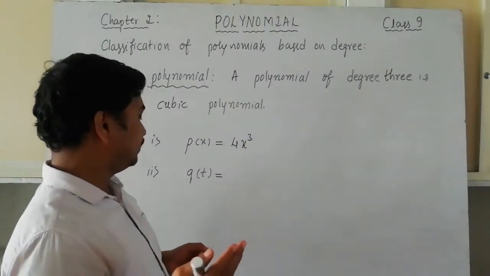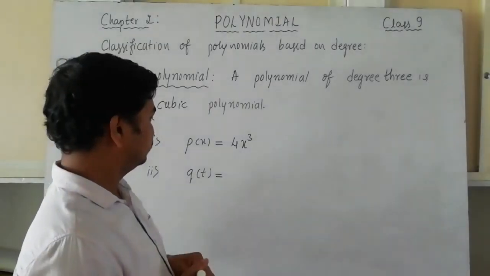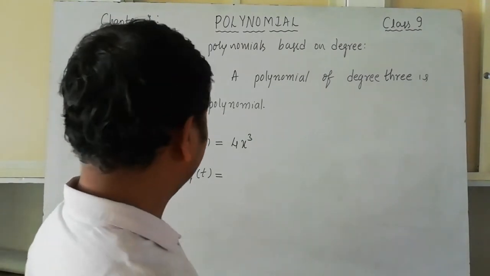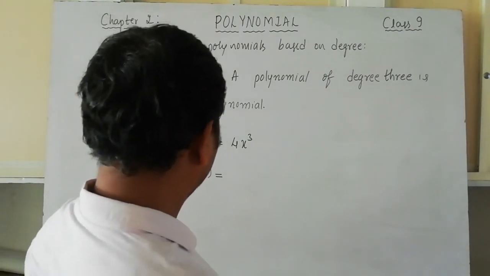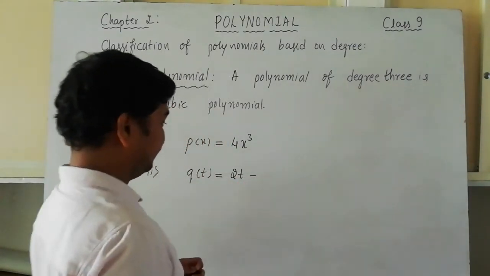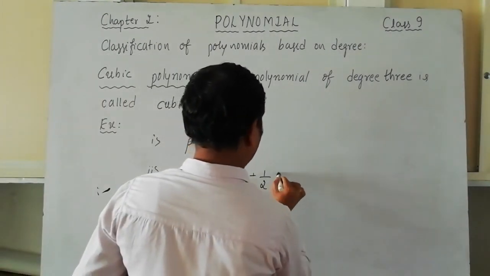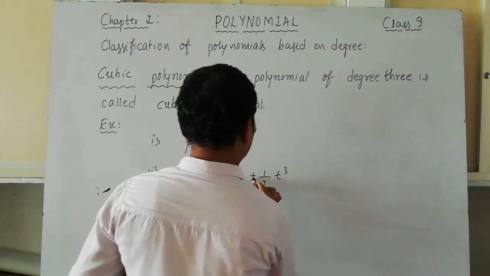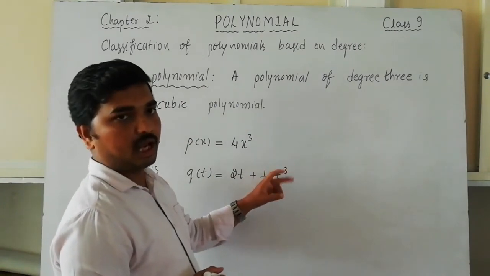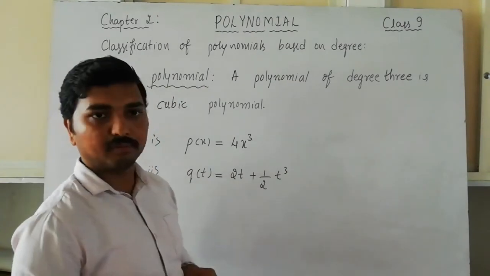One more example by another student: 2t plus 1 by 2 t to the power of 3. So this is also an example of a cubic polynomial. Now look at here, t power 1, t power 3. Highest exponent is 3. So that's why degree 3. Degree 3 means cubic polynomial.